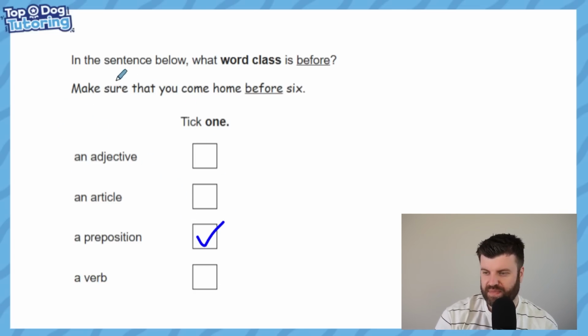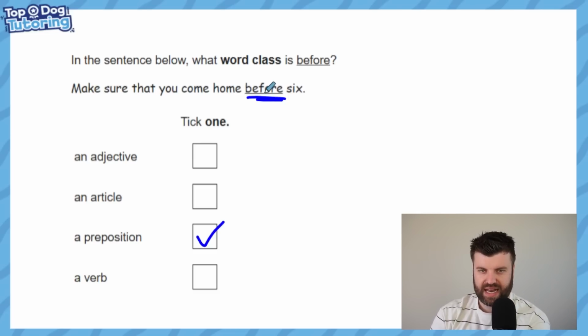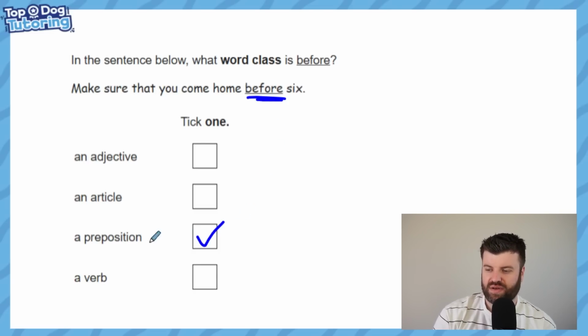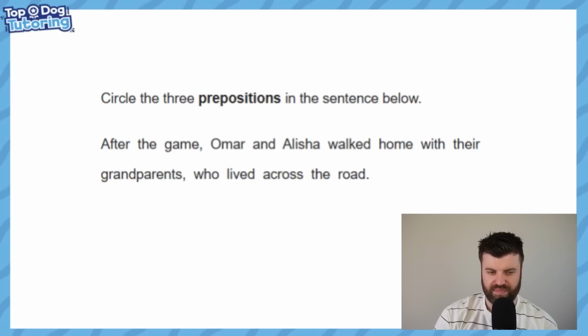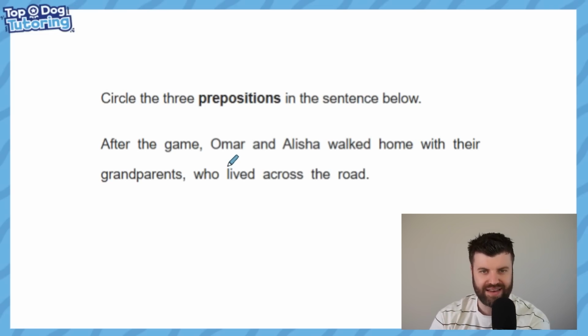This is a preposition. Make sure that you come back home before 6. It's a position word. Before is telling us the position of something in time. Before 6 o'clock. So in this case, the preposition is before, so we tick preposition. So when we're trying to find prepositions, here's an example of a question. Circle all 3 prepositions in the sentence below. Well, we'd be going through this and we'd be thinking which words clarify when something is happening in position or where something is. So let's take a look.